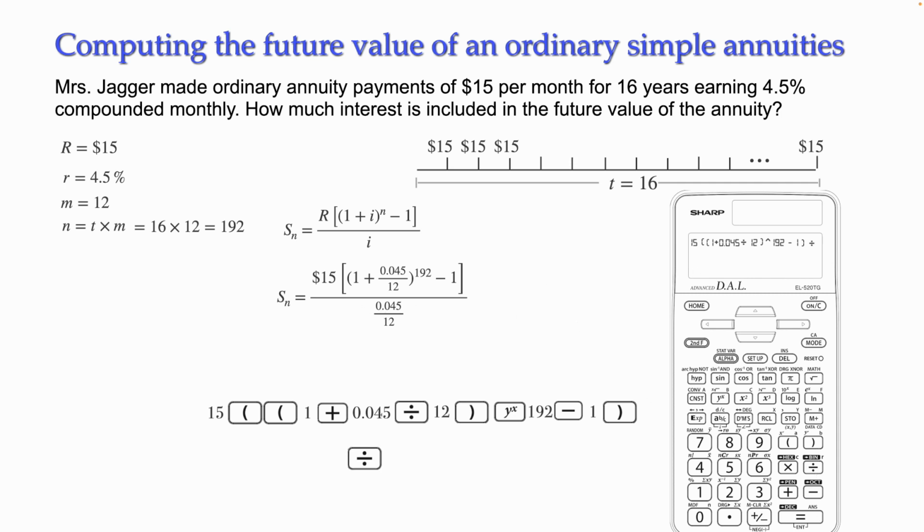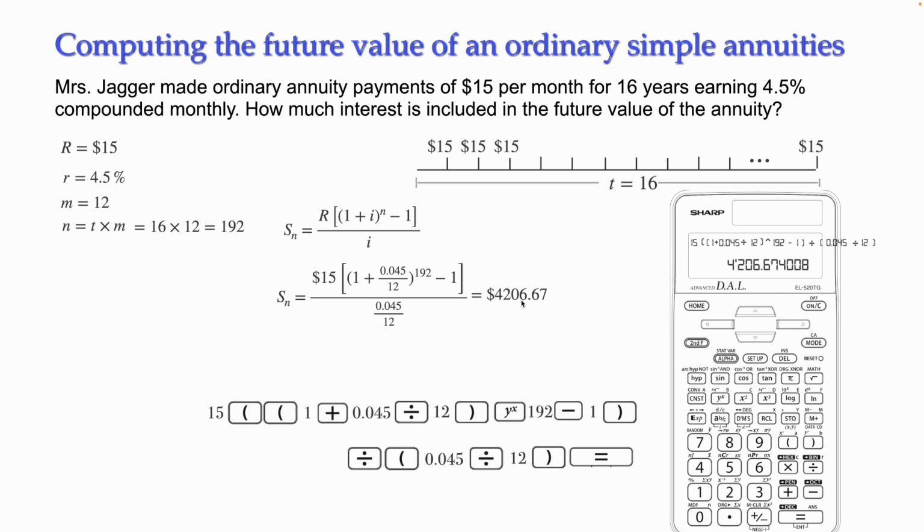Everything divided by, and just take into account that the denominator needs to be written in brackets. So it will be divided by, open bracket, 0.045 divided by 12, and don't forget to close the bracket of the denominator. Press equal, and that gives you the answer, 4,206.67 rounded to two decimals. So this is the future value of the annuity.